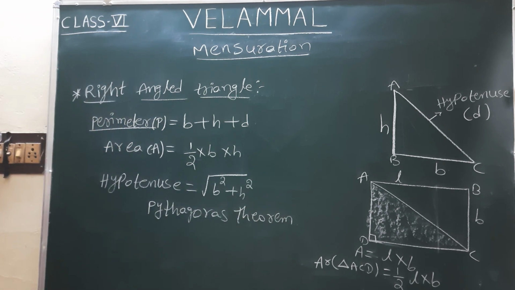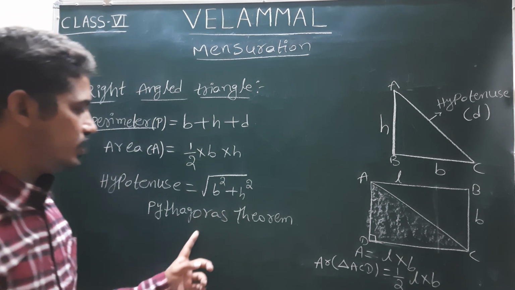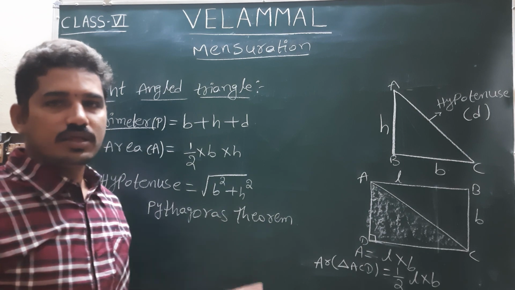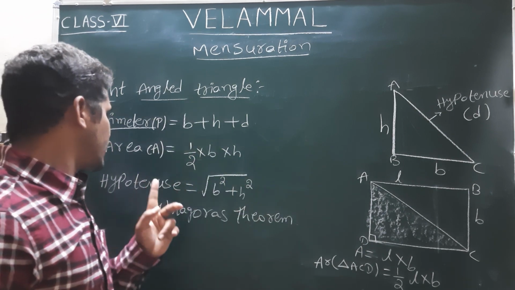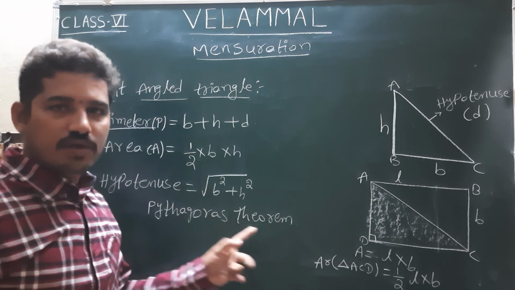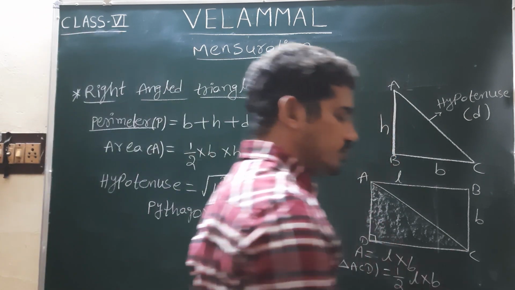It is called the Pythagoras theorem. This one I will explain, how we got it. Okay, what is the Pythagoras theorem? These are the formulas for finding the perimeter, area, and hypotenuse of the triangle. We will discuss the Pythagoras theorem now.